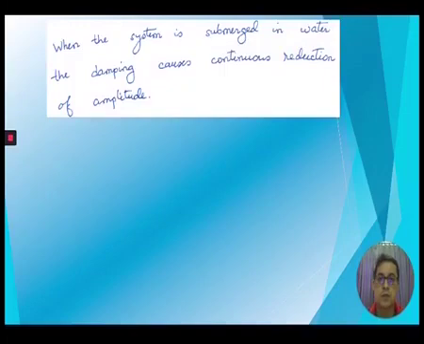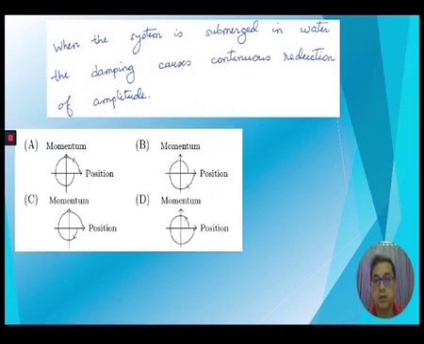I think this hint is good enough to find the phase trajectory. Another thing happening is that the system is submerged in water, and because of that damping causes continuous reduction in the amplitude. Now if you look at the diagrams carefully, what about option A? It is starting here, and as it goes, the momentum is increasing in the positive direction, but that is not the case. What we had is momentum in the negative direction. So this cannot be the correct option.